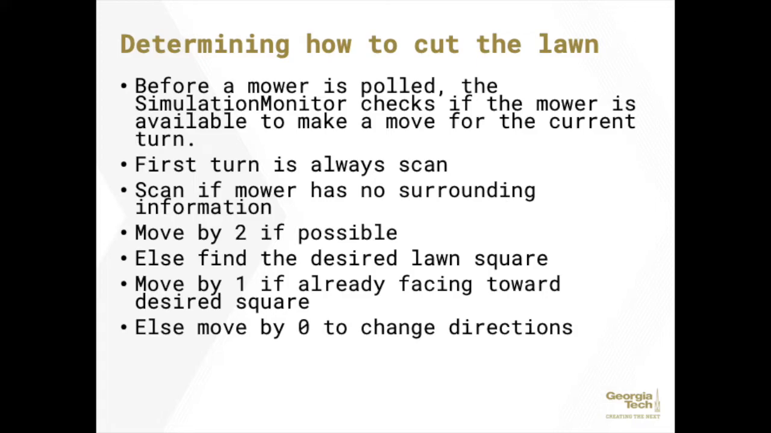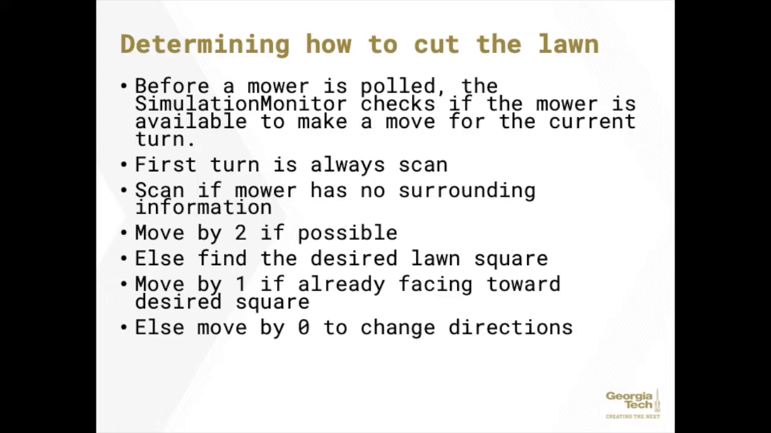Determining how to cut the lawn. Before a mower is polled, the simulation monitor checks several conditions to verify whether the mower is able to move for the current turn or not. For example, some of the checks include checking if the mower is halted by another mower, or if a mower is turned off from previous turns, or if there is a puppy on a mower causing it to be stalled. If none of these conditions apply, then the simulation monitor polls the mower to make a move for this turn.